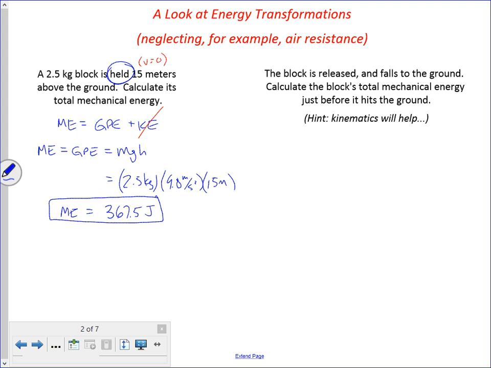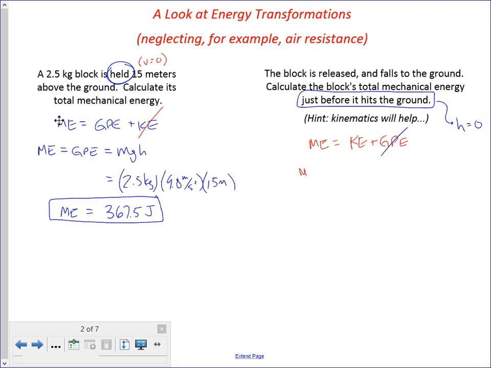All right, now the block is released and it falls to the ground. What is its total mechanical energy just before it hits? Okay, now, again, ME is KE plus GPE. Wait, I thought it was GPE plus KE. It doesn't matter which order you add things in. Just before it hits the ground means that GPE goes to zero, right? It means that it's at the smallest possible distance above height 0. It's at height 0. So that means we want to do that.